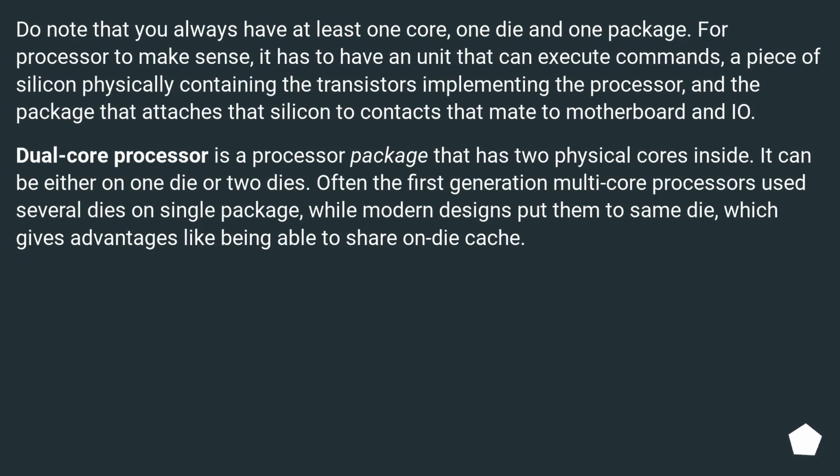Dual-core processor is a processor package that has 2 physical cores inside. It can be either on one die or 2 dies. Often the first-generation multi-core processors use several dies on single package, while modern designs put them to same die, which gives advantages like being able to share on die cache.